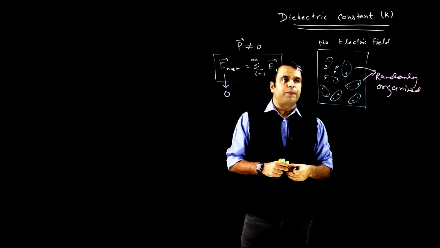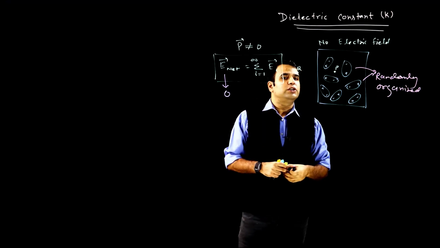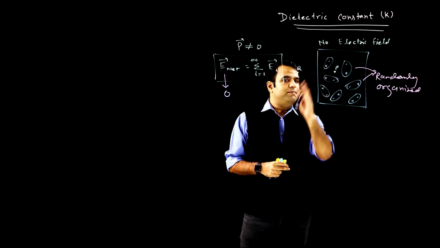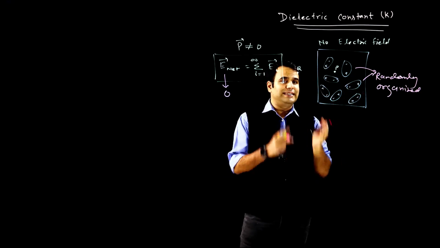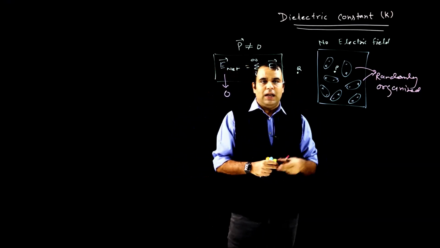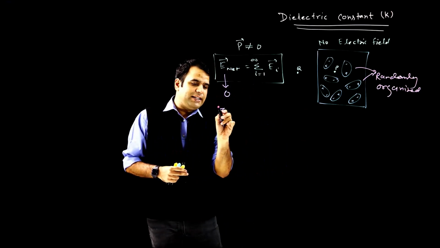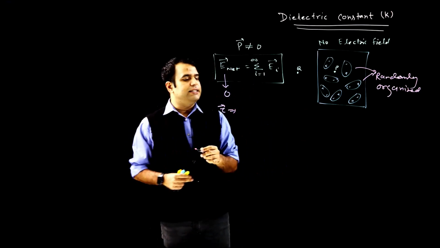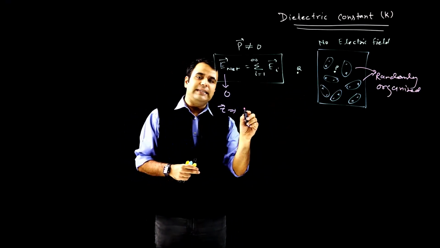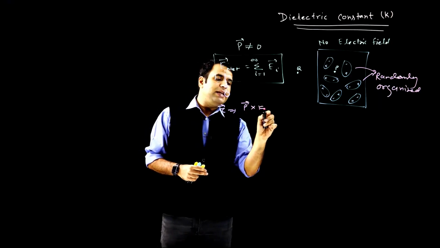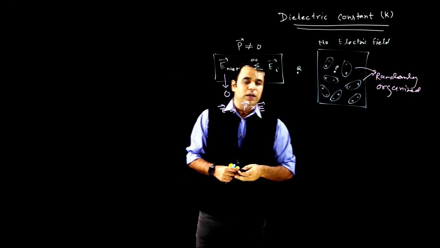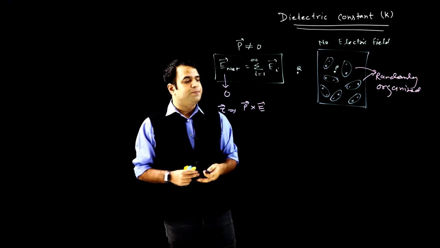Now, if somehow we can rearrange these molecules, we can generate a non-zero electric field due to all of this system. It's next to impossible to move the molecules because they are part of the system. But we can tilt them. And to tilt them, we know the torque equation. If you remember, we studied this in electrostatics. The torque acting on each and every dipole is equal to P cross E, where P is the dipole moment, which is non-zero in this case for each and every molecule, and E is the external electric field.